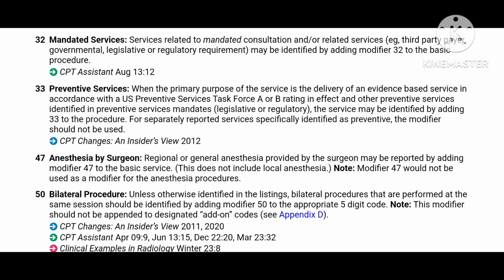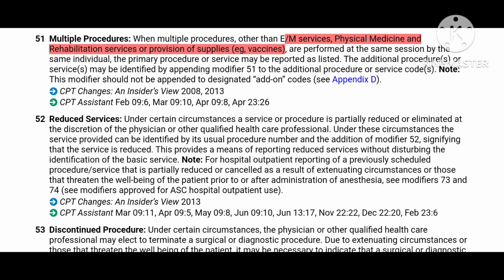Next is modifier 51. This is for multiple procedures. Whenever 2 or 3 procedures are done at the same time, we use this modifier 51. There is a difference between modifier 51 and 59. 59, they say it is a distinct procedure, 2 different procedures. Here it is multiple procedures.